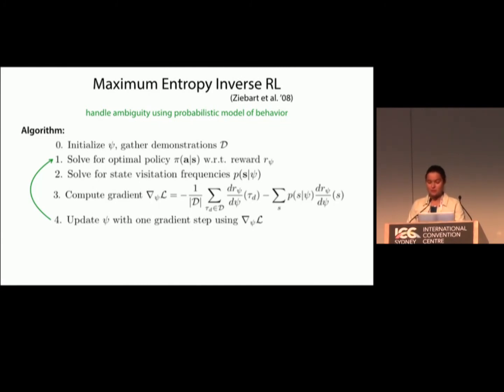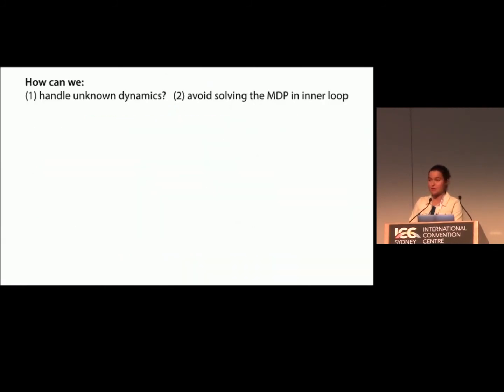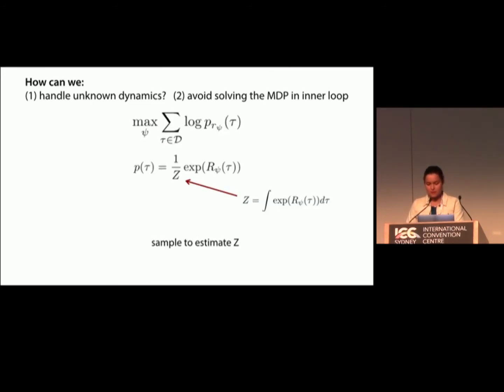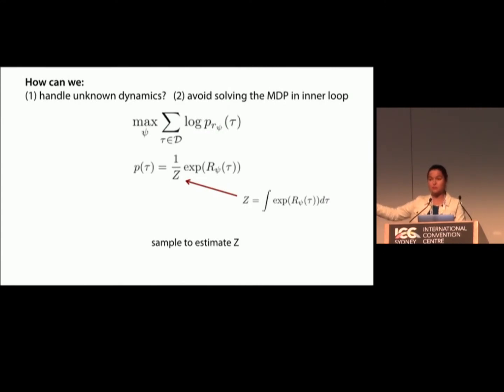Notice that this algorithm requires solving the MDP, solving for the optimal policy, in the inner loop of solving for the reward function. Which, as you might imagine, is quite expensive and won't scale well to more complex problems. So how can we, one, handle unknown dynamics, which is the setting in most problems that we care about, and second, avoid solving the MDP in the inner loop of inverse reinforcement learning? Here's the problem setting again, and what we can do is, to estimate z, we can use samples. We can collect samples from our policy and use that to estimate our partition function.